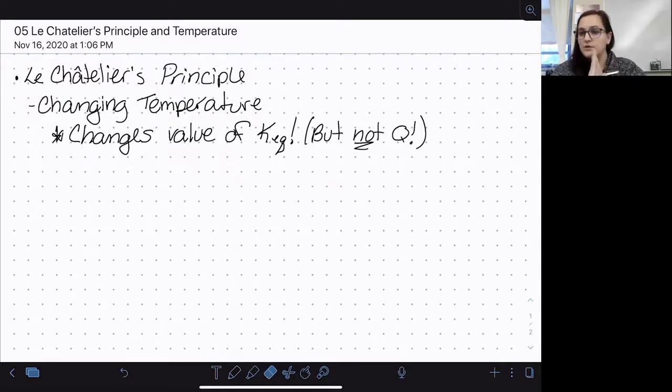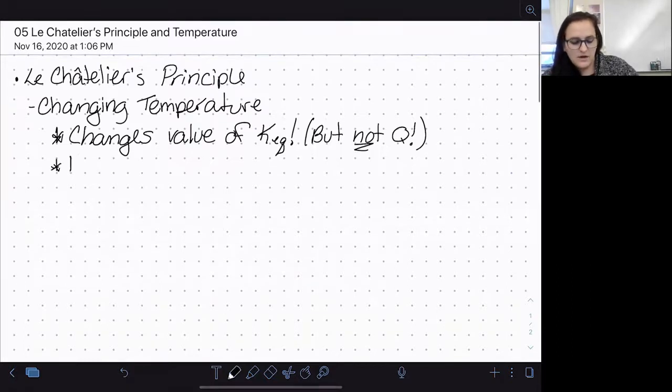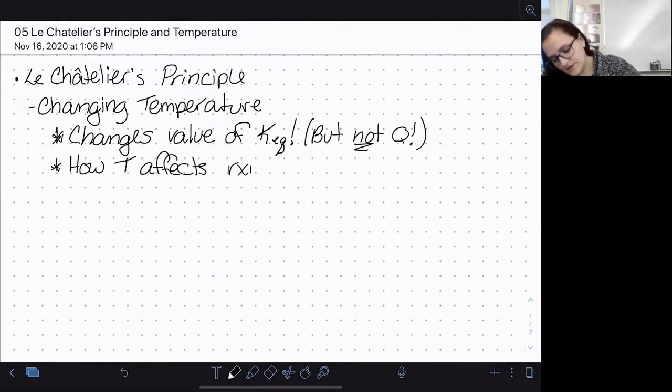If you start out with Q and K being equal, and all of a sudden K gets smaller, now Q is greater than K, and we need to go in reverse. If K gets larger, Q is now less than K, and our reaction needs to go forward. So how temperature affects the system actually depends upon whether the reaction is exothermic or endothermic, whether it gives off heat or absorbs heat. So it depends a little bit on the thermodynamics.